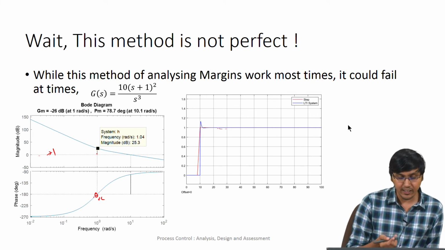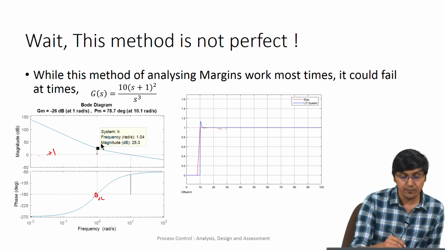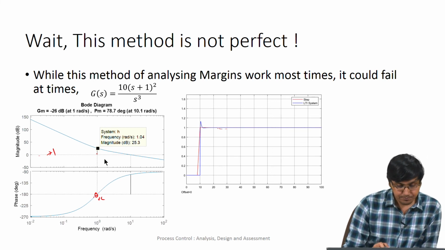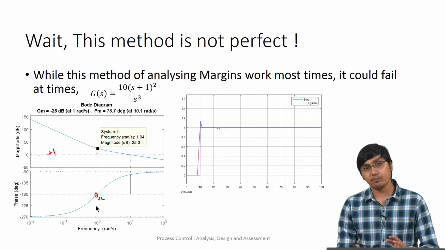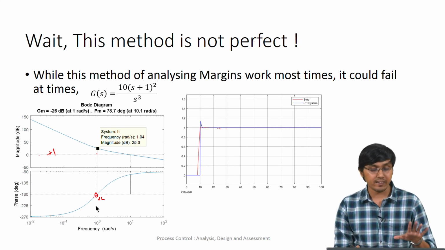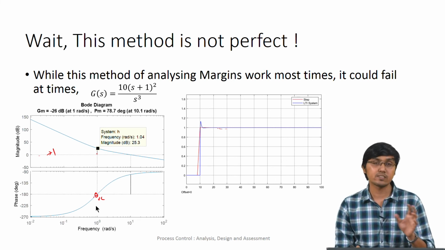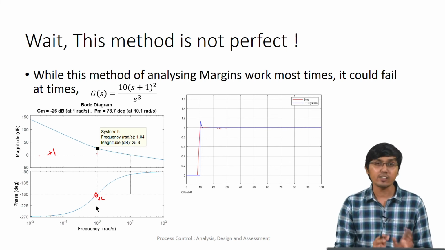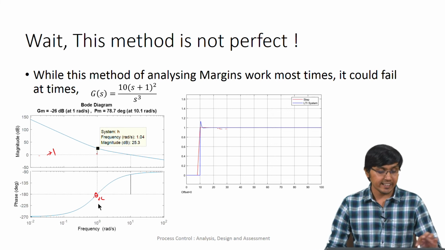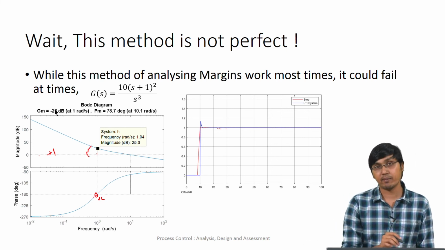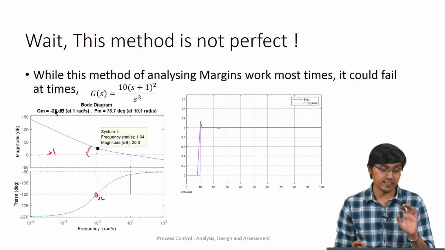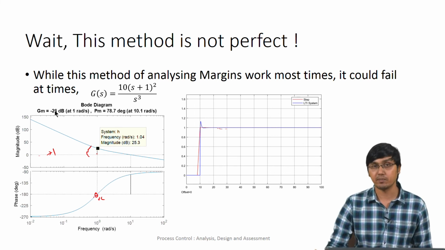So what is the exact problem here? There is another example that I can show you, but most of the time, for most systems, this gain margin and phase margin concept works fine, but not all the time. So here you can see its gain is still greater than 1, the gain margin in dB is a negative number, which means that it is unstable, but you can see the system is stable here.